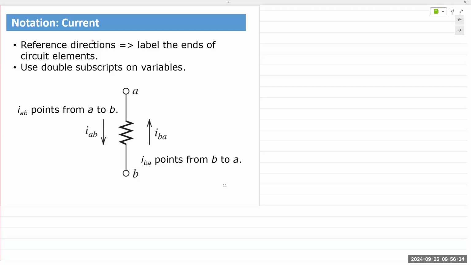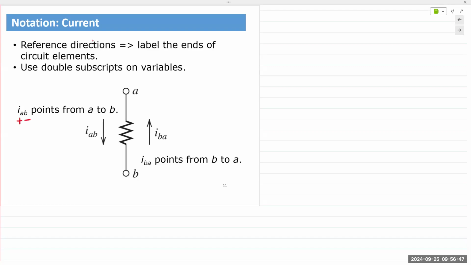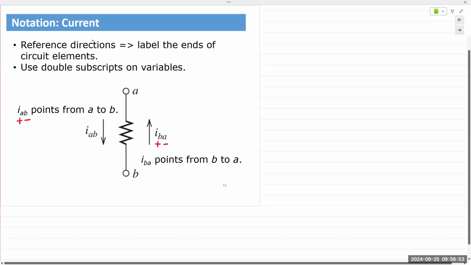If you're in the lab and you're asked to measure current IAB, then the positive end of the multimeter should go to A, negative end should go to B. The second subscript is always your point of reference. The common terminal of the meter should always go to the second subscript. IBA simply means you're measuring current going from B to A. And needless to say, IAB is minus IBA, and IBA is minus IAB.